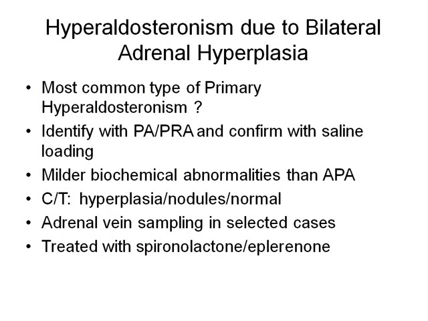So, this is probably now the most common form, bilateral adrenal hyperplasia, identified with plasma aldo and renin, confirmed with the saline. They generally have milder abnormalities than the adenoma. The CT scan could be normal. It can show bilateral disease enlargement or nodules. If you're thinking of surgery, you want to do adrenal vein sampling, but in general, these patients can be treated medically and the outcomes are just as good as the surgical outcomes.